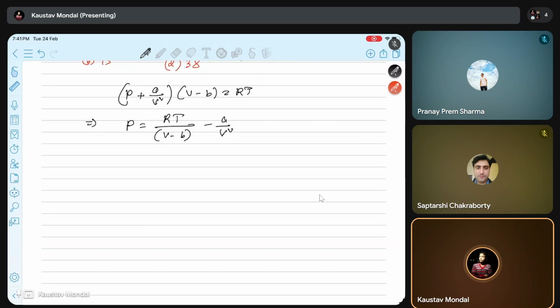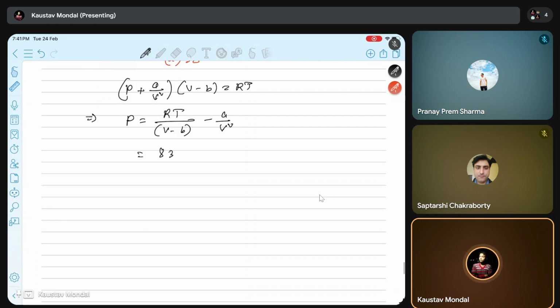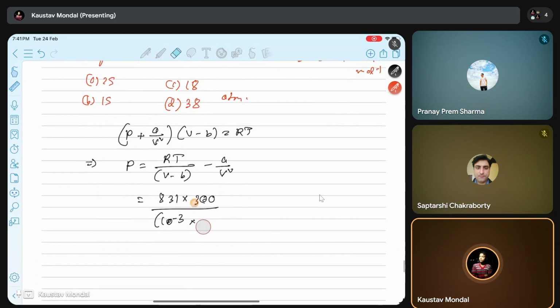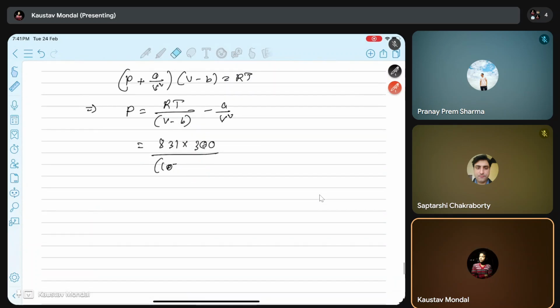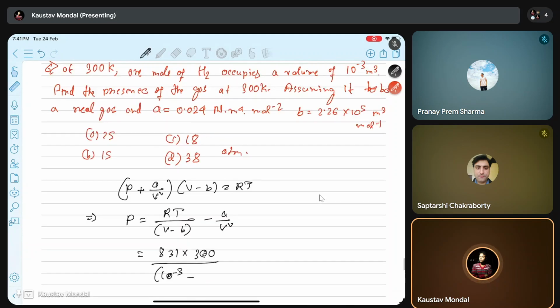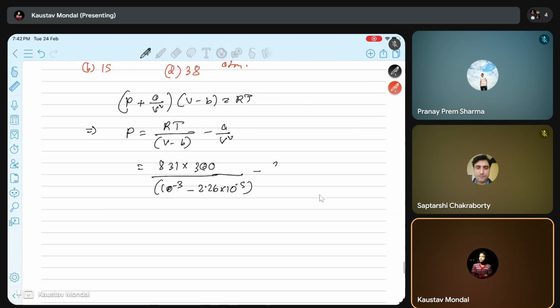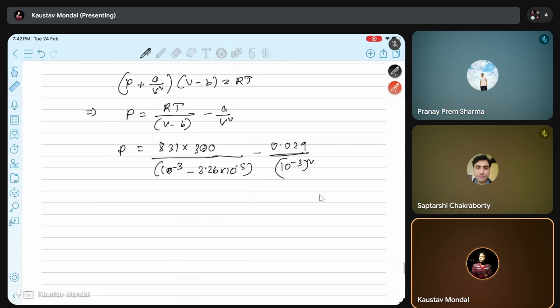Just put in everything mentioned. R you know is 8.31, T is 300 Kelvin, volume is 10 to the power minus 3 meter cube, minus B, which is 2.26 into 10 to the minus 5, minus A, which is 0.024, over V square, that is 10 to the power minus 3 whole square. This is the expression for the pressure.